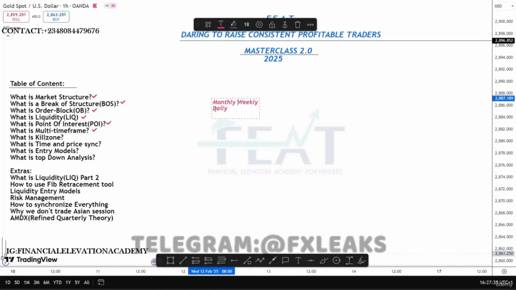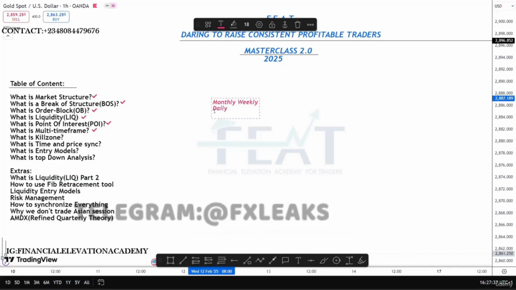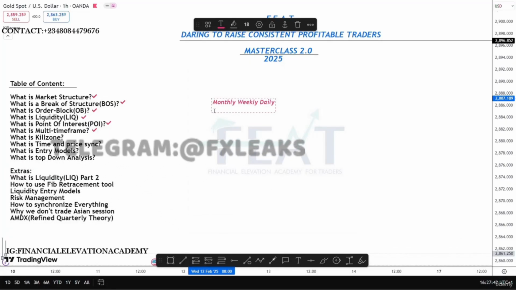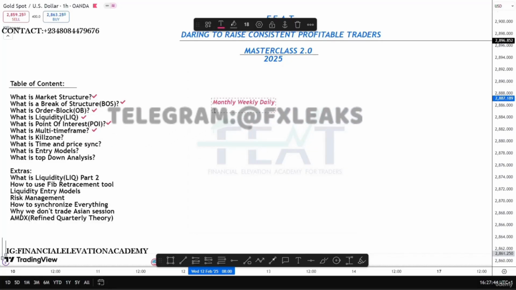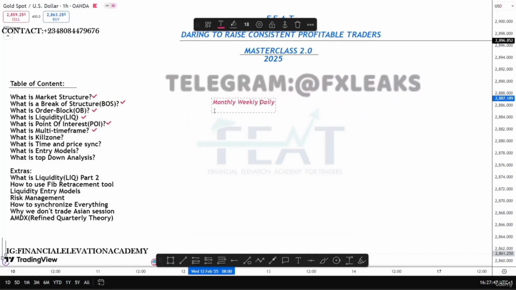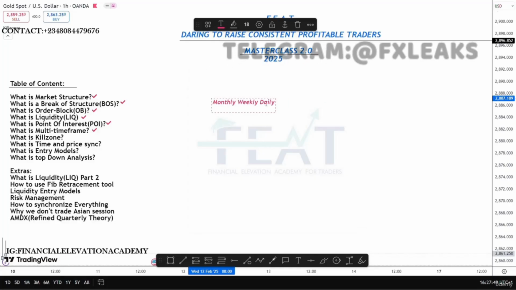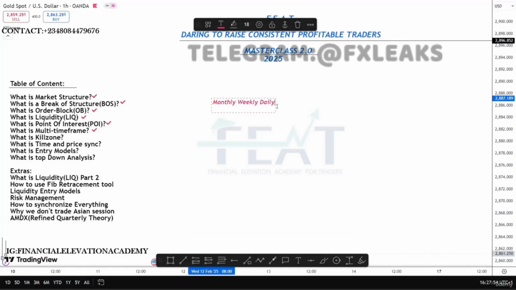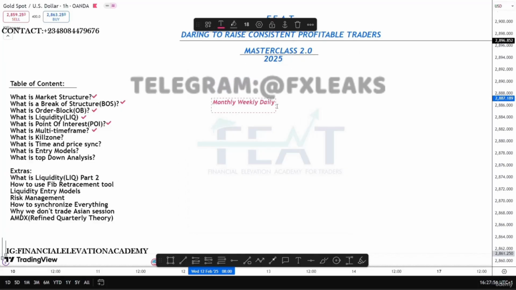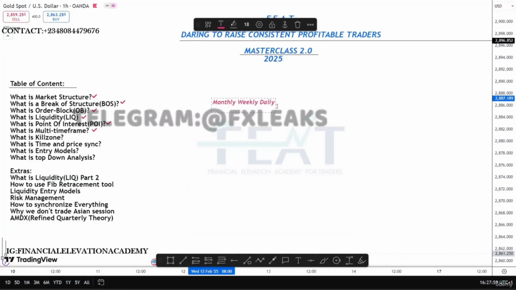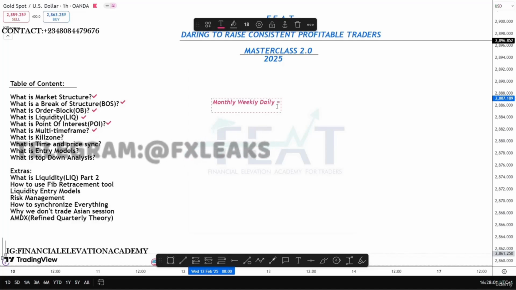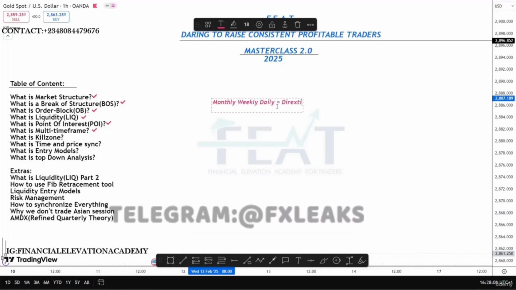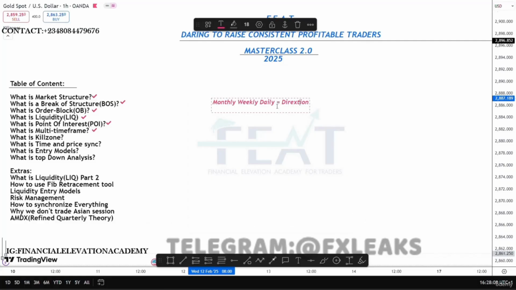Now, when we say direction, what I mean is if we see the weekly do a break of structure or the monthly do a buy break of structure, we know that we are bullish on the monthly, weekly, and the daily. Hence, overall, we are buying. Okay? Direction.